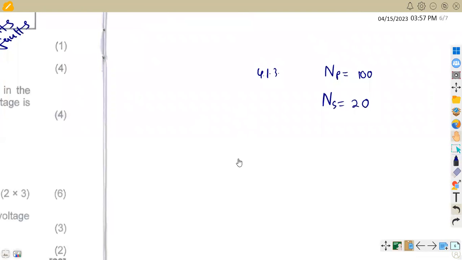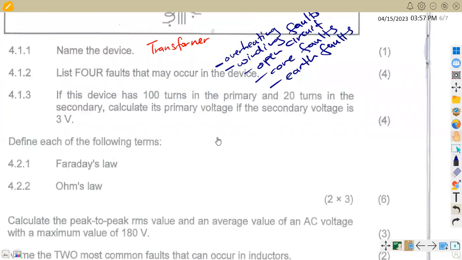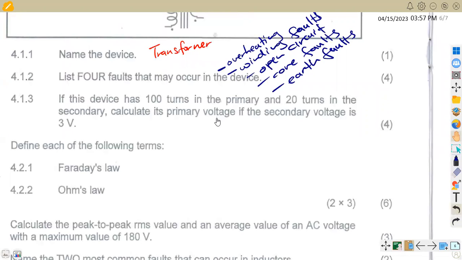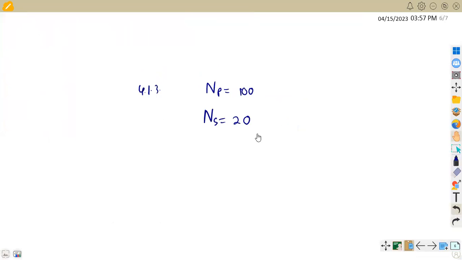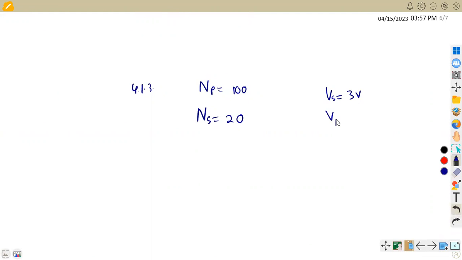Then we are also given information to calculate the primary voltage: the secondary voltage is 3 volts, which means we have the secondary voltage, Vs. So in this case, we are given Vs being 3 volts. What about Vp, which is the primary voltage?